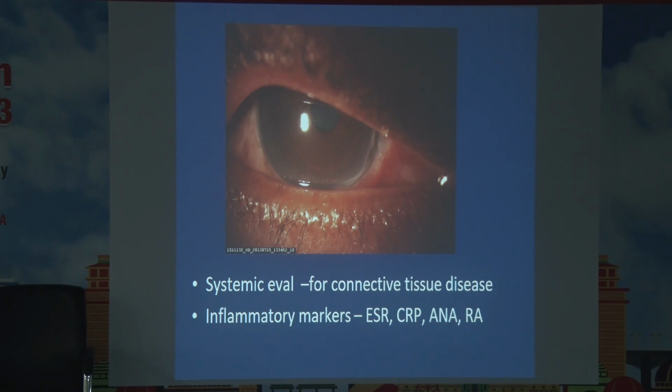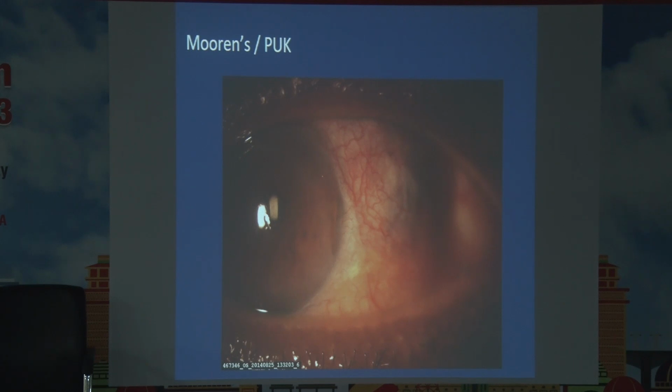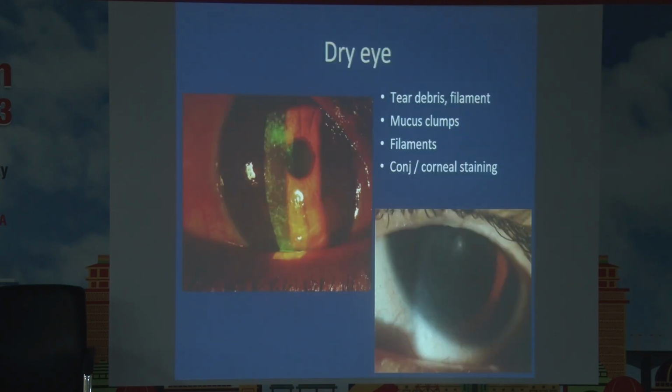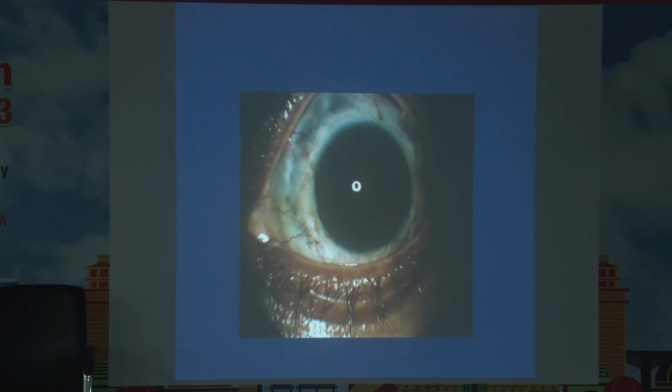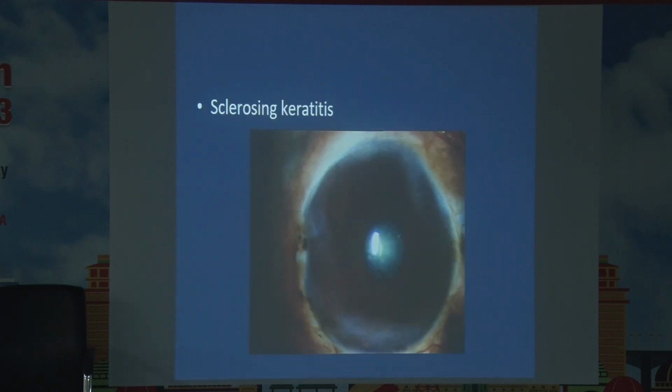The inflammatory markers: ESR, CRP, ANA, and RA factor. I think the dermatologists would add much more to it, but at least this much we should do. And it makes sense to look at the other parts of the eye as well, even the other eye. If you have evidence of scleritis, like if there is a choroidal show, or if there is very severe dry eye in either eye, and if you see these mucus clumps, debris, filaments and all that, it is very likely that you're dealing with systemic disease.